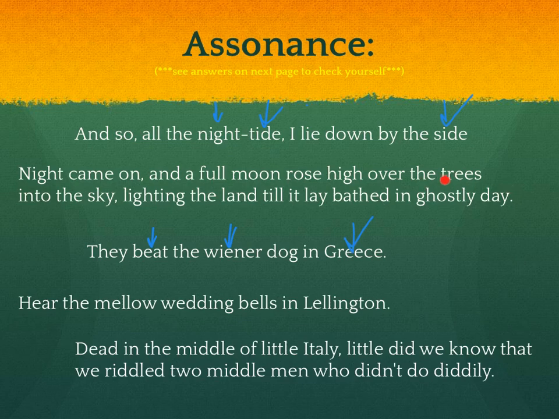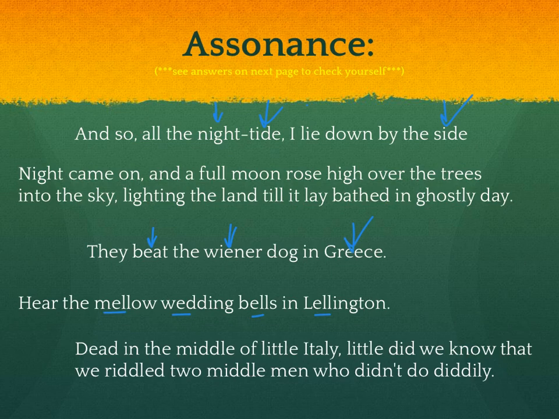So let's look at the second one that we skipped. It's a long sentence, but I'm going to help you out. It's down here that we're really going to focus. So we say, "into the sky, lighting the land till it lay bathed in ghostly day." So you hear a repetition of A: lay, bathe, day. So that's one of the things. I don't really love that example. Let's move down to the fourth one. "Hear the mellow wedding bells in Lellington." So do you hear the sound? Me, we, be, le.